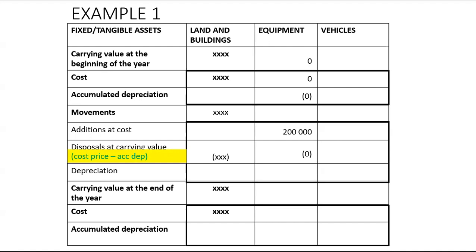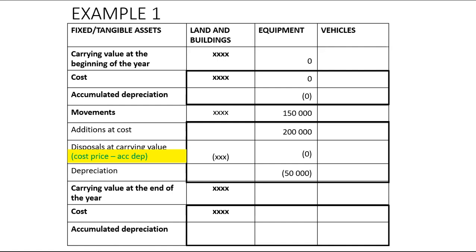And we recognize depreciation on equipment. We bought it this year and we depreciated it this year for 50,000, right? Depreciation will reduce the value of your equipment. Your movements will be made up of additions at cost, which is plus, minus disposals at carrying value, which is 0, and then you minus your depreciation, which is 50,000. So basically your net movements for the year for equipment will be 150,000.